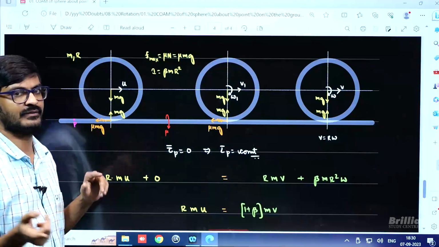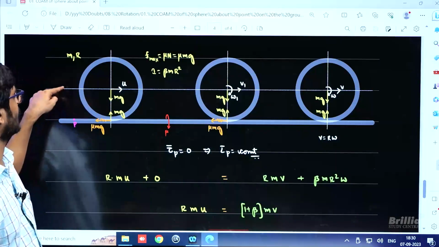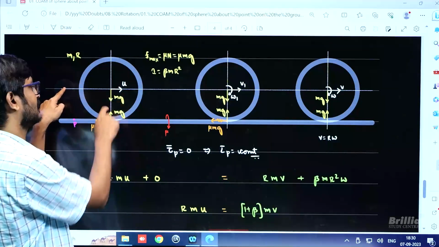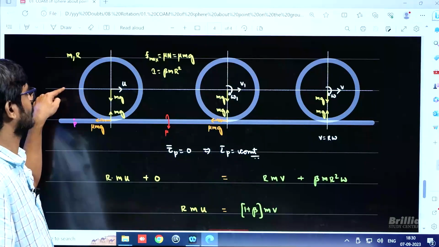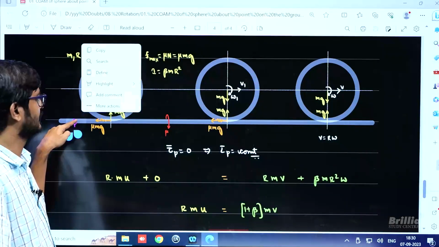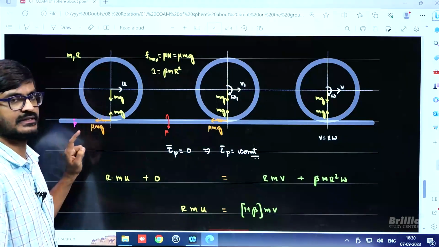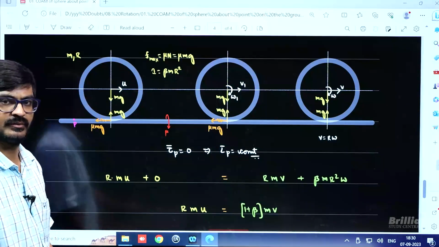Torque due to friction, if I can make it 0, then I can do conservation of angular momentum. So if I take torque about this point, then torque due to mg and normal will be 0, but torque due to friction won't be 0. So I can't do conservation of angular momentum about this point. So wisely we will be choosing about this point. So torque due to mg and normal is 0, torque due to friction is also 0. So I can say angular momentum of the system will be conserved.